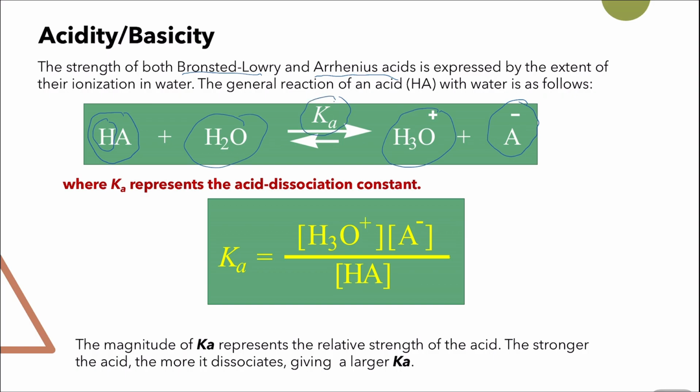Ka is called the dissociation constant, and the acid dissociation constant equals the concentration of the products, the conjugate acid and the conjugate base formed, divided by the concentration of the acid itself. The magnitude of the Ka represents the relative strength of the acid. The stronger the acid, the more tendency it has to dissociate in water to give the conjugate base of the acid and the hydronium ion. Then the Ka will be of larger value. So the higher the dissociation, the stronger the acid, and the higher the value of the Ka.